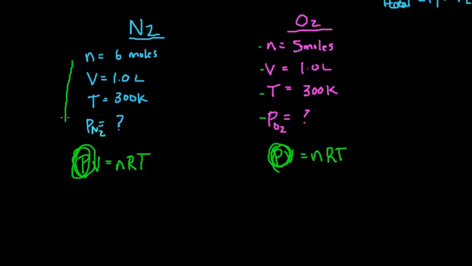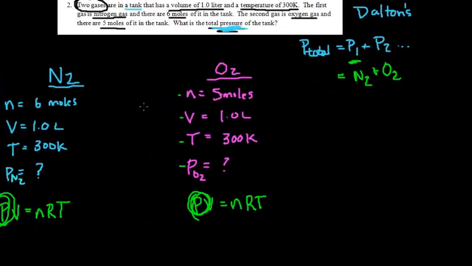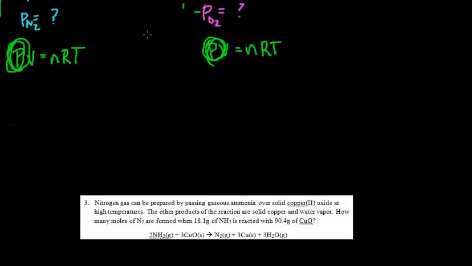Same deal over here. So if you can do those two calculations, you can find the pressure of each of these gases. So then how do you find the total pressure? If you add the pressure of N2 to the pressure of O2, you'll get the total. Okay, so I'm going to leave it there because I think you can do that math. That's just a reminder of how this type of problem is solved. Let's go down to number 3.